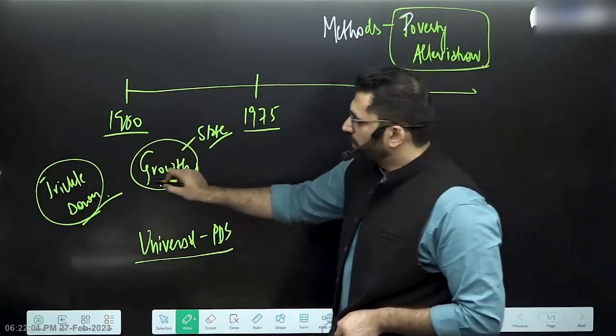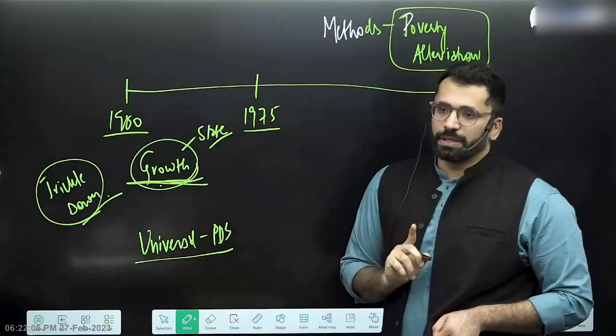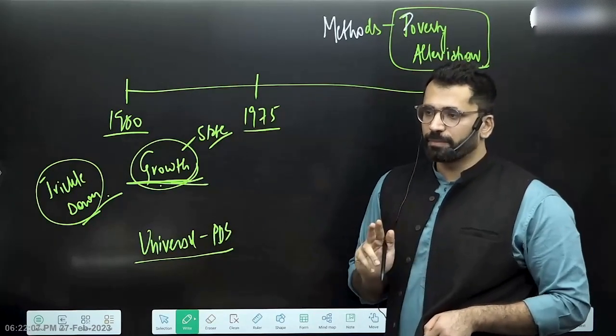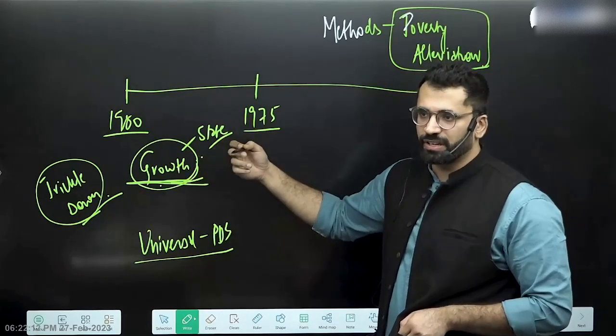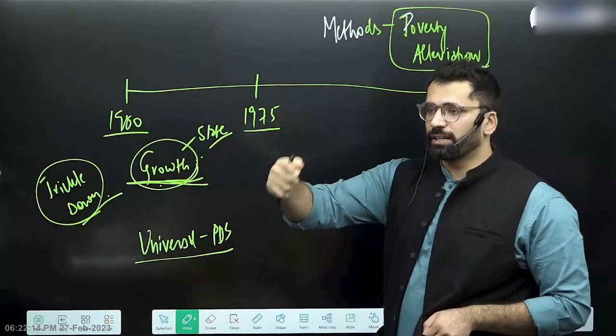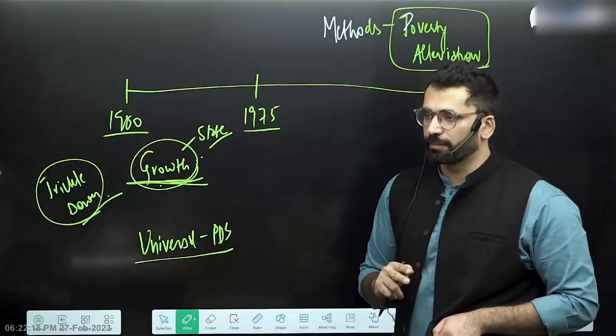So growth will be provided by the state. There is no anti-poverty programs by the government. There were two things why there was no anti-poverty programs. One, that government thought that state jab growth karegi through PSUs, heavy industry, it will not need any poverty alleviation. Secondly, we did not have the money to do any targeted programs.